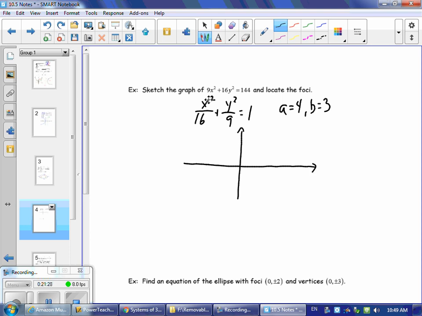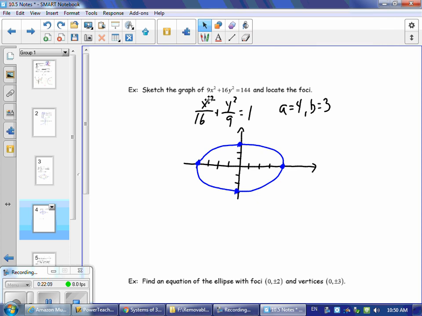Okay, it doesn't have to be perfect. Let's see, 1, 2, 3, 4. I only need to go 3 on the y, 4 on the x. So if I've done this correctly, let's see if it likes this or not. Let's see if I can get this to go through. That's not bad. All right, there's our sketch.